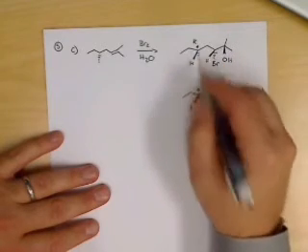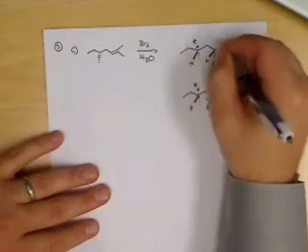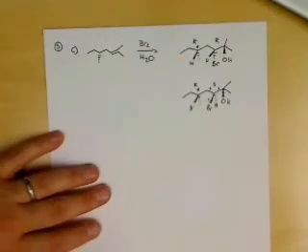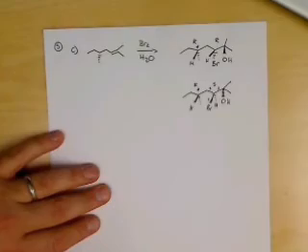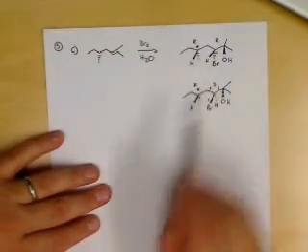So this one right here is going to be R. This is going to be S. That makes this one R. So we have a mixture of RR and RS.